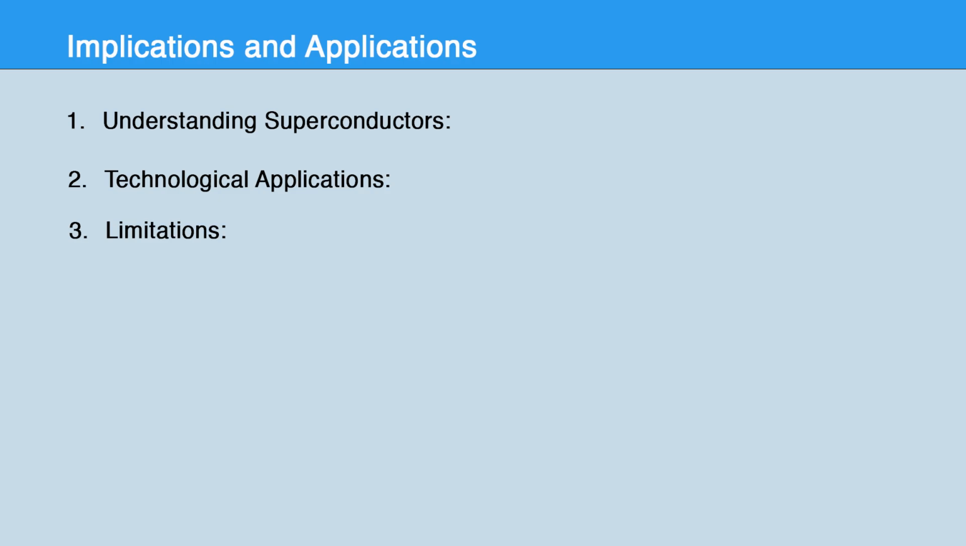BCS theory is primarily applied to conventional superconductors. It does not fully explain high temperature superconductors, where other mechanisms might be involved. The search for a theory to explain high temperature superconductors remains an active area of research.